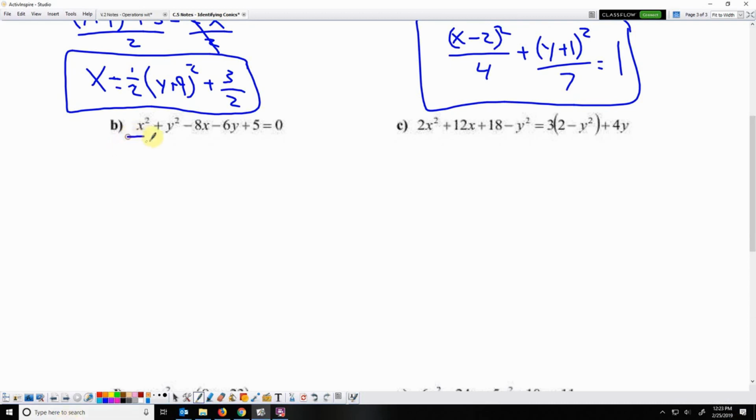All right, here I've got a 1x squared and another 1y squared. They're both positive. They have the same coefficient. That's a circle.